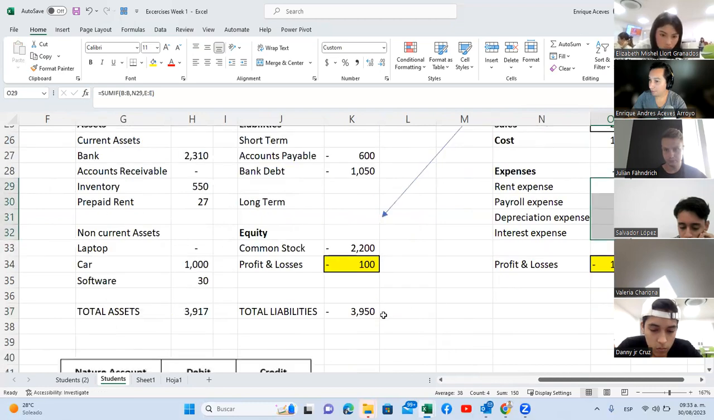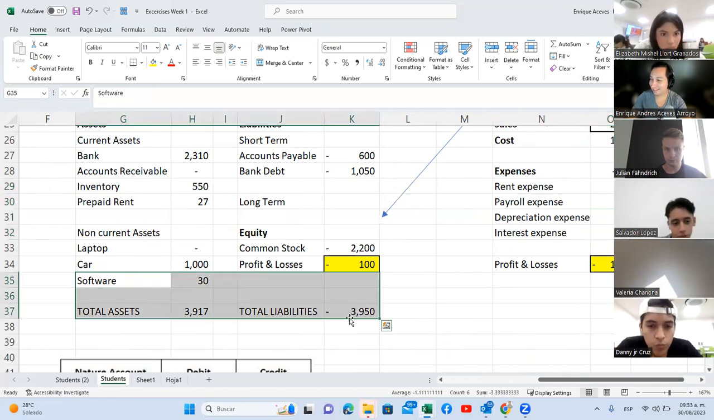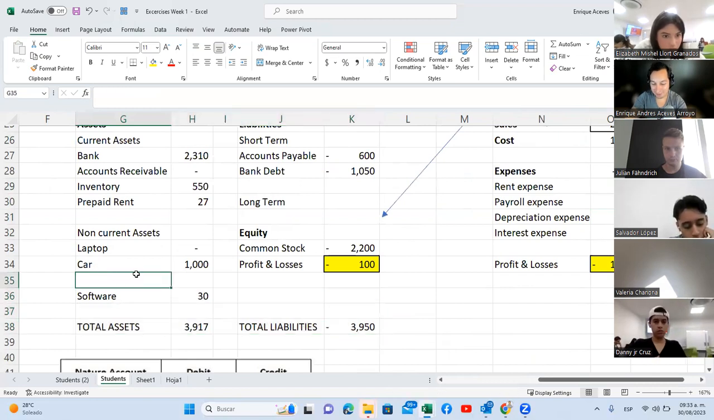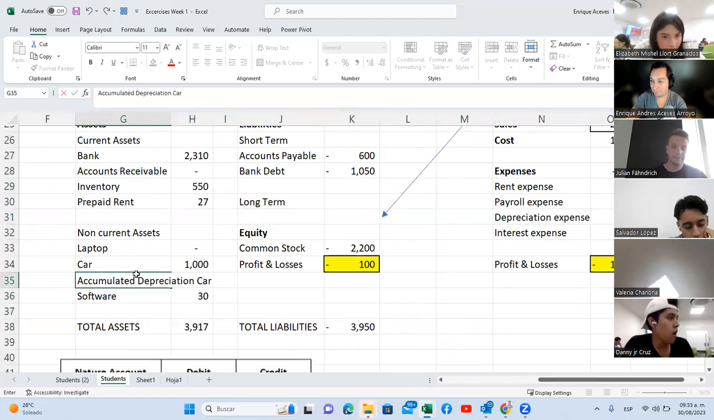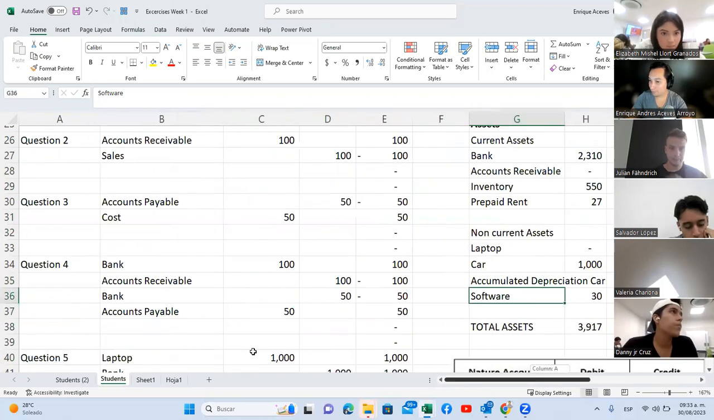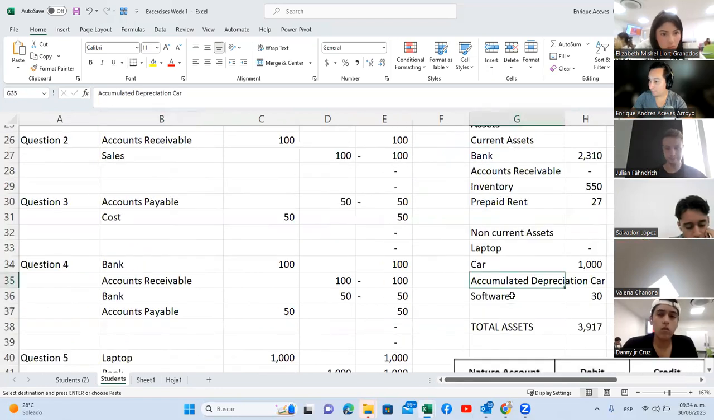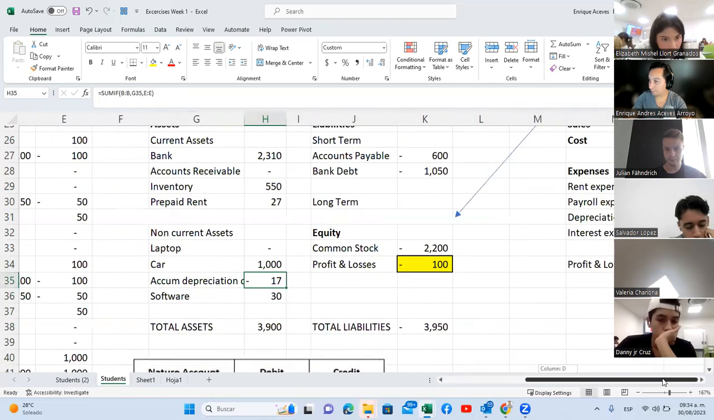Oof, we're missing something. We're missing in here, guys, the accumulated depreciation. Give me 1 second. Okay, the account depreciation. That's it. It still doesn't balance. It's not balanced. We're missing 50.